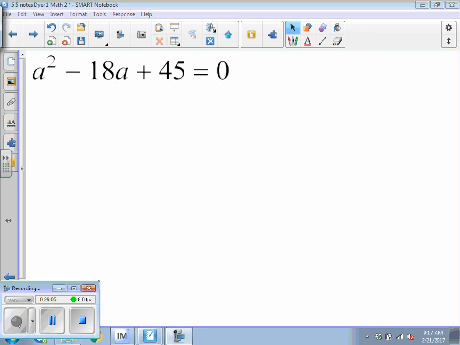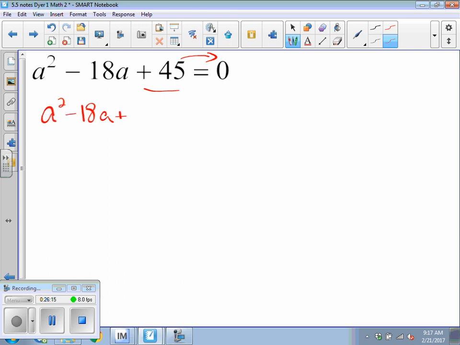All right, so this is not a perfect square. 45 is wrong. And so we're going to trash it by putting it on the other side. So we have a squared minus 18a plus blank equals negative 45 plus blank. Half of 18 is 9. 9 squared is 81. On both sides, you have to do one side, you have to do the other.